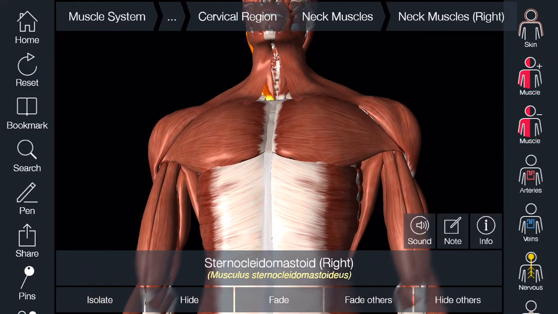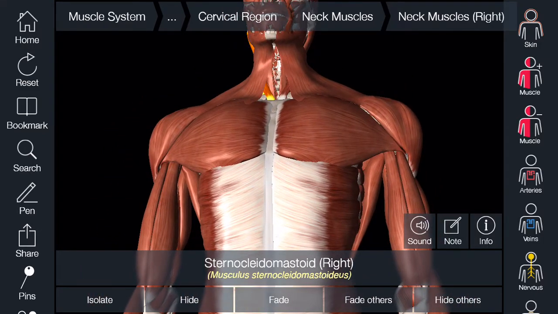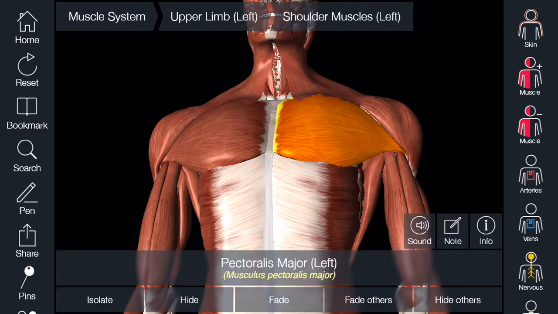Okay, so pectoralis major, that's really easy. It's the pecs, pectoralis major. You have to write the complete name. Action is flexion, adduction, and rotation of the humerus.